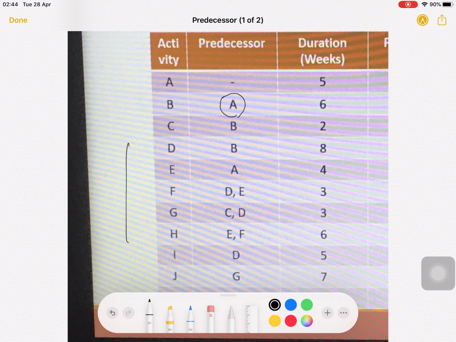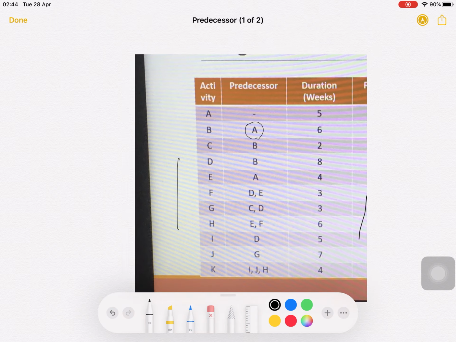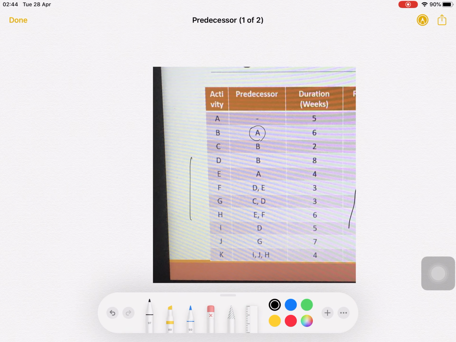And if there is a J activity, it means you are going to finish your G activity for the J activity. And for the K activity, you have to finish I, J and H activity.